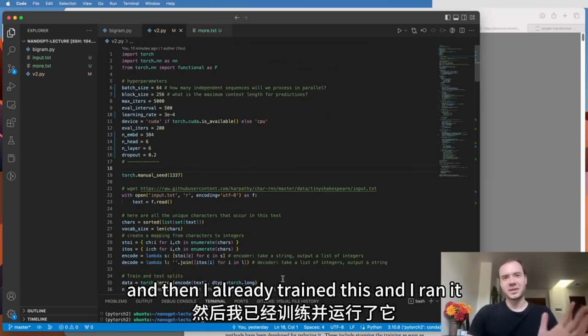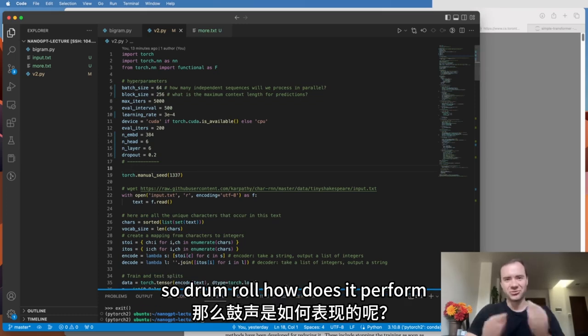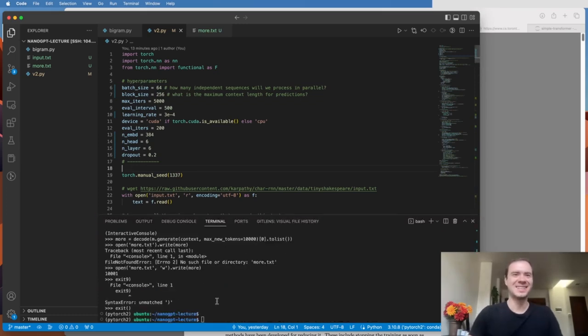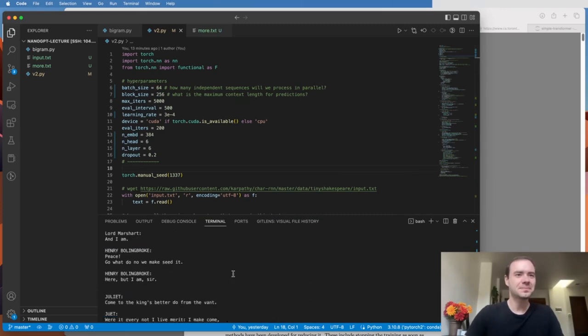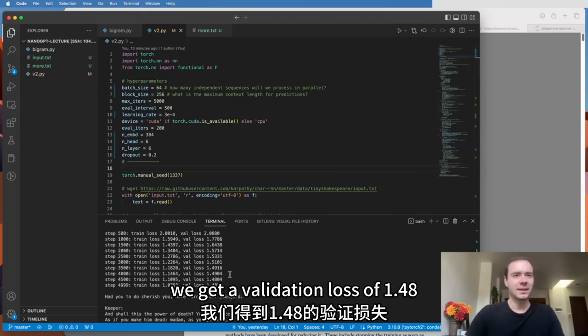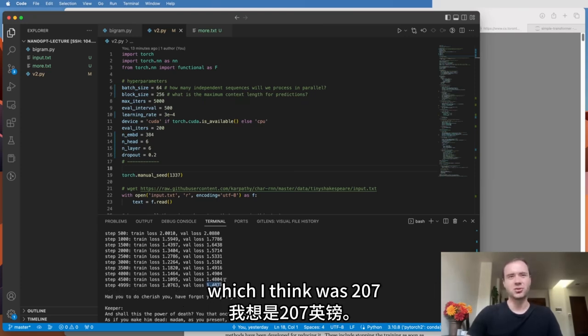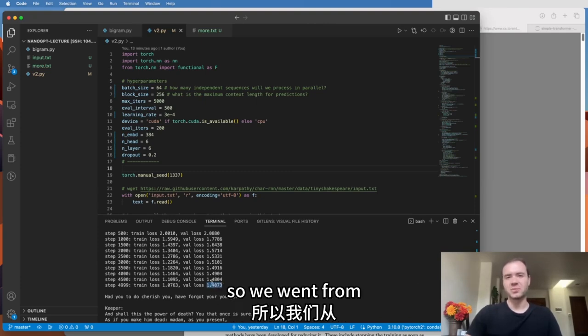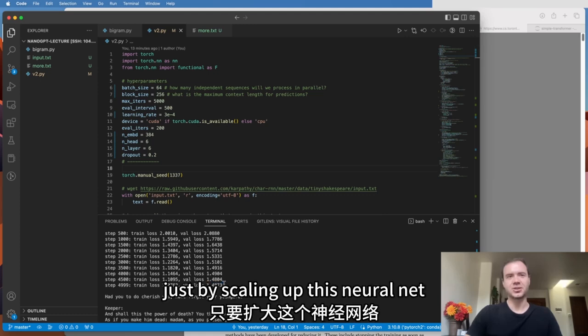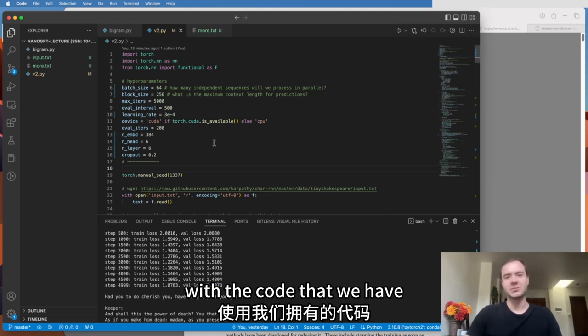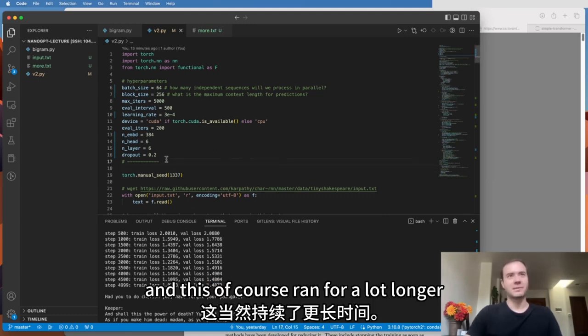And then I already trained this and I ran it. So drum roll, how well does it perform? Let me just scroll up here. We get a validation loss of 1.48, which is actually quite a bit of an improvement on what we had before, which I think was 2.07. So we went from 2.07 all the way down to 1.48 just by scaling up this neural net with the code that we have. And this, of course, ran for a lot longer.